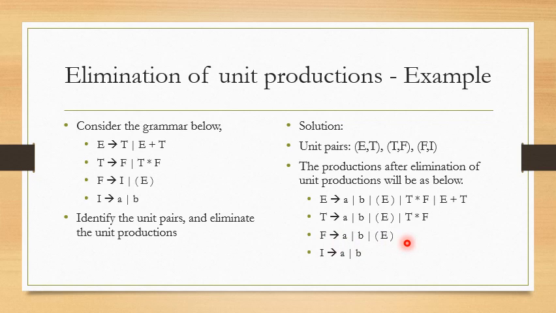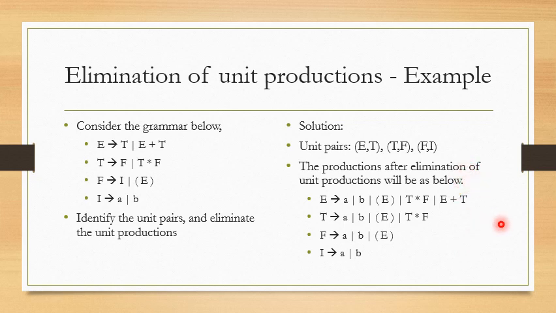Now this F should be substituted into the F place in T. T determines F, so F has all these. And here E determines T. I'll write all the productions of T in place of T over here in the RHS. Like this, I substitute the unit pairs and arrive at this production.